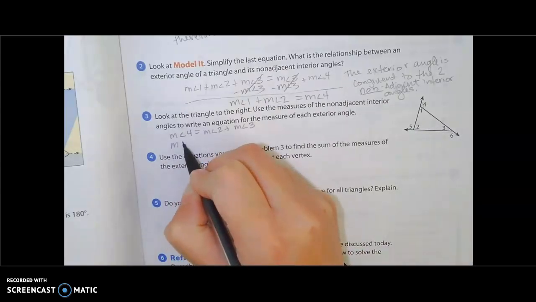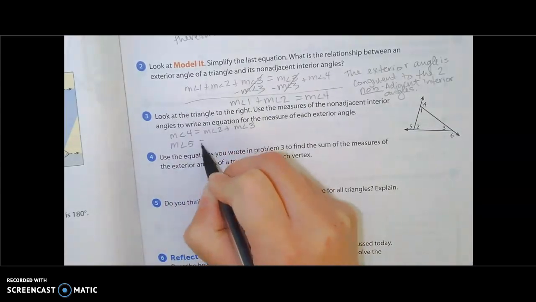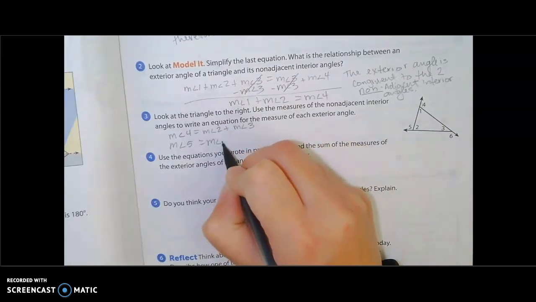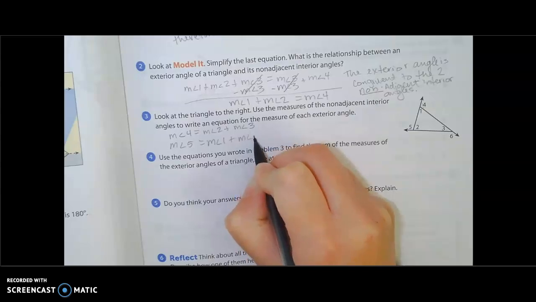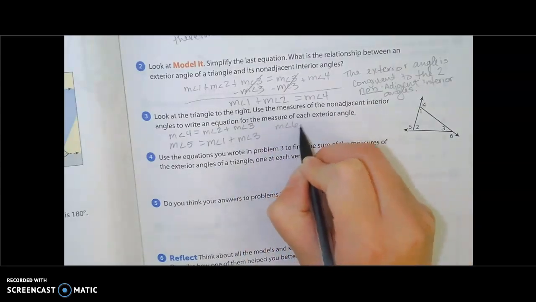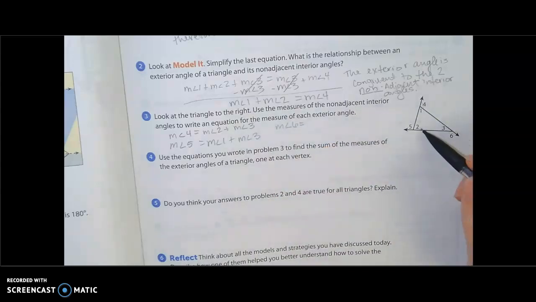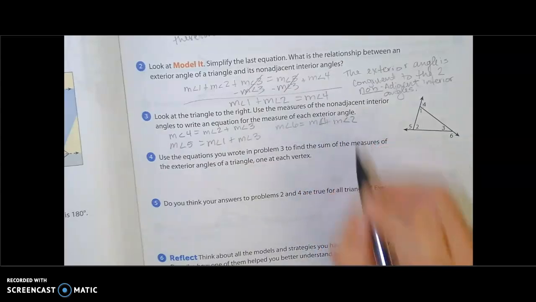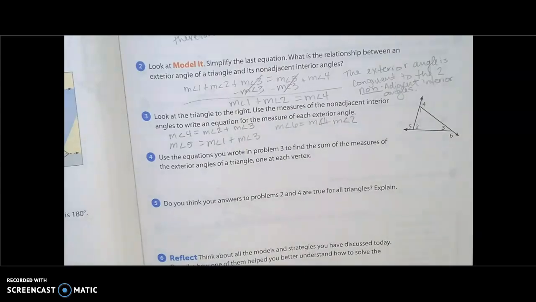So then if I look at the measure of angle 5, that's going to be 1 plus 3. So that's the measure of angle 1 plus the measure of angle 3. And then lastly, angle 6. Measure of angle 6 is going to be my 2 angles not touching it. So measure of angle 1 plus measure of angle 2. Oops, angle 1, angle 2. And that's how we write the equation and the measure of each exterior angle.